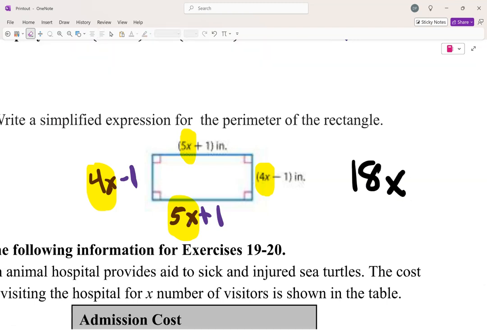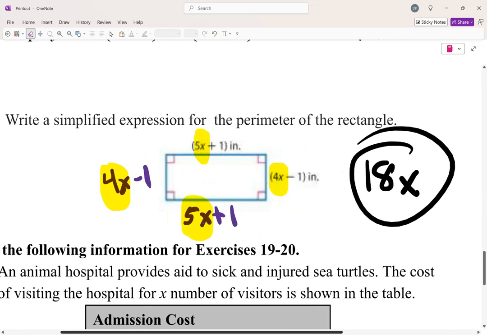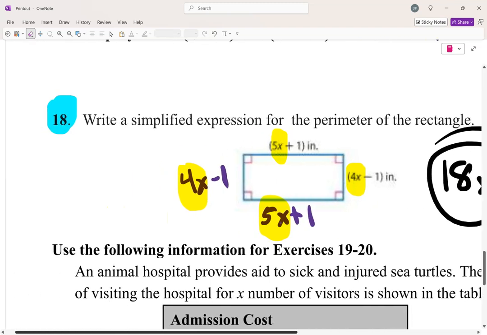18 x boxes. And then 1 plus 1 minus 1 minus 1 is 0. The answer is 18x. But if you wrote plus 0, I wouldn't mark it wrong. Okay? Any questions? No? Okay.